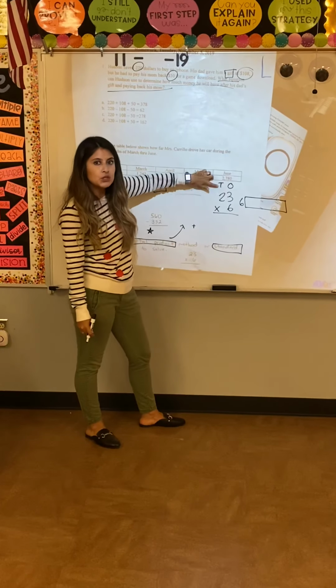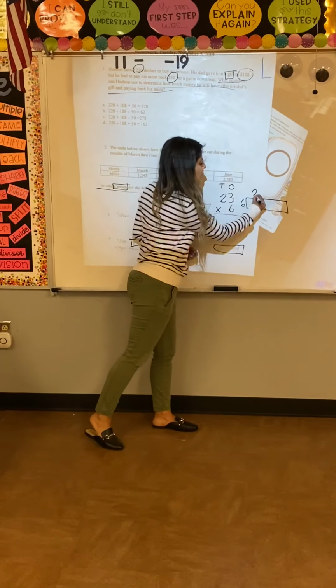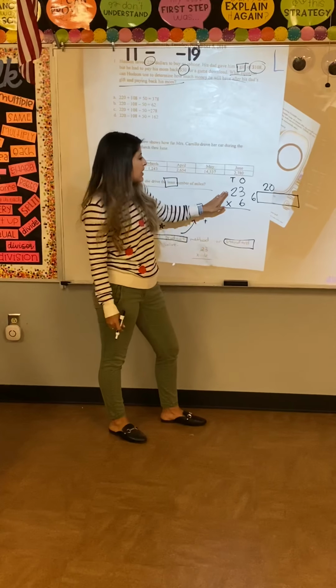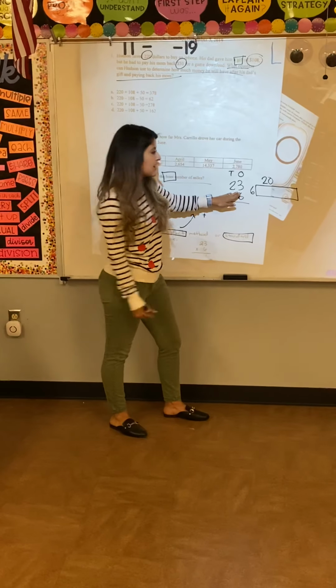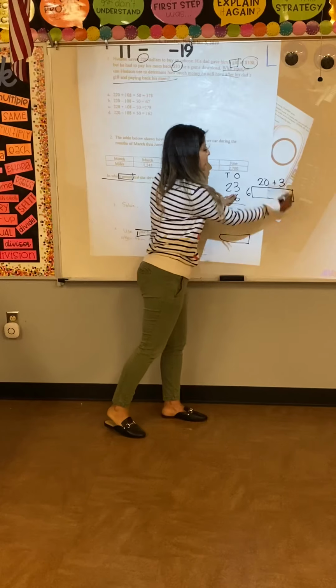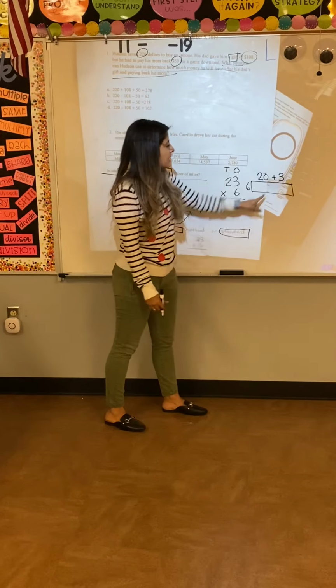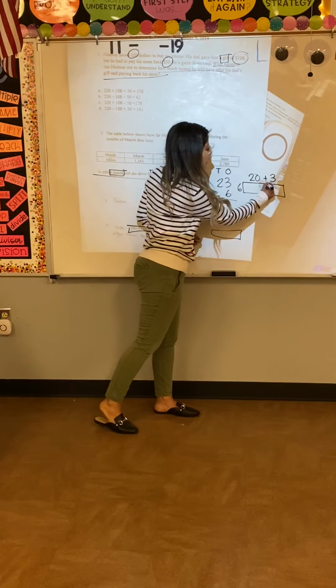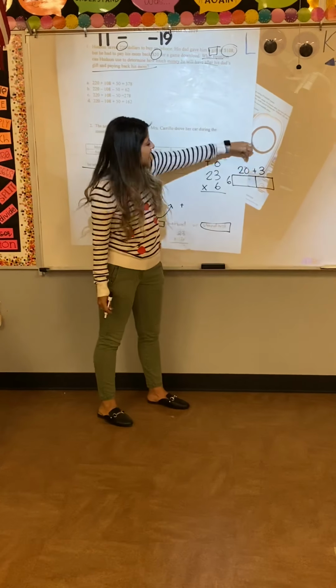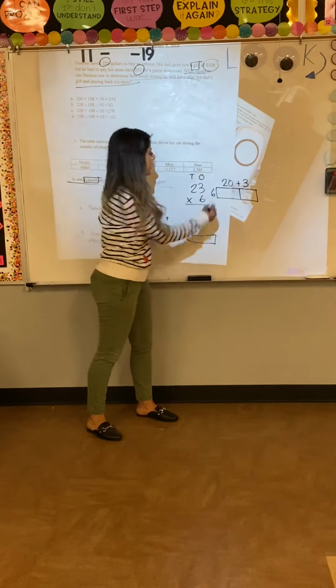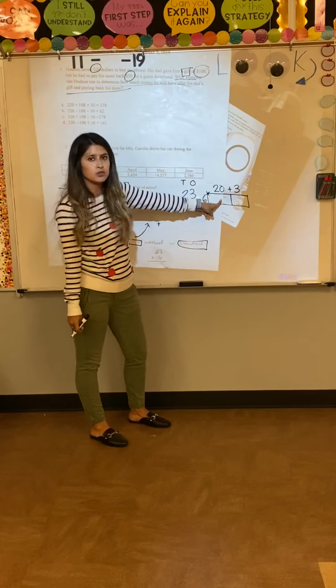Well, if I have 2 10s, I have a value of 20. I also have 3 1s, which has a value of 3. So 20 plus 3, of course, is equivalent to 23. Now, where we see this plus sign, we're going to put a line going down. We're going to take 20 and multiply it by 6 and put our solution here.